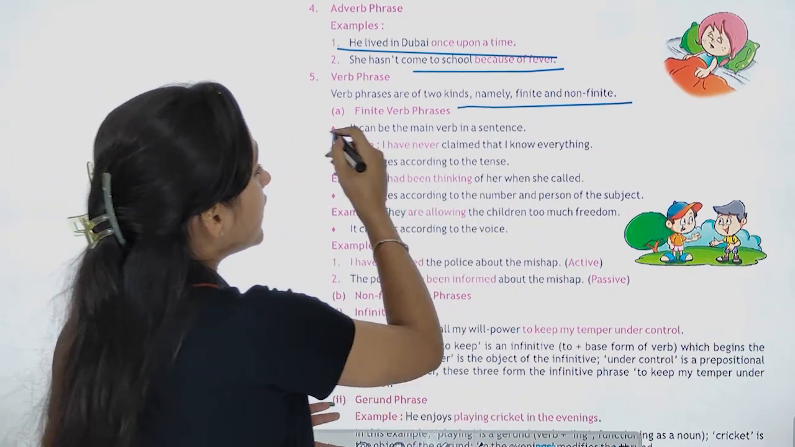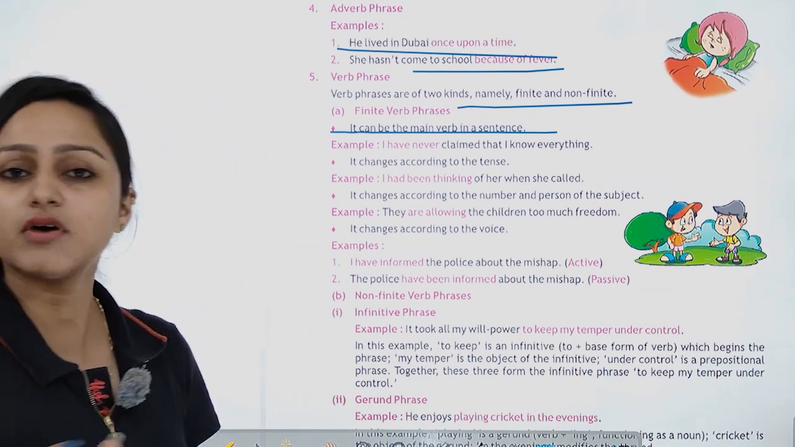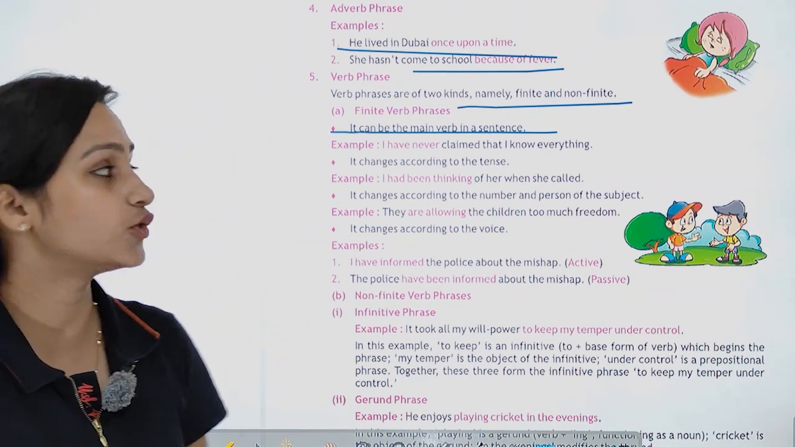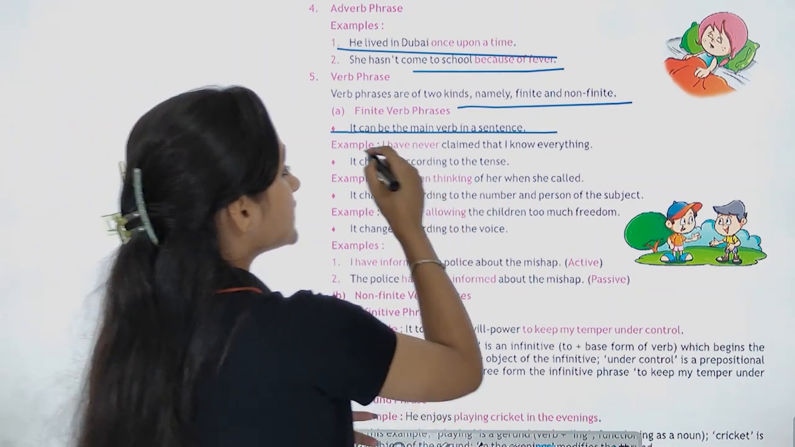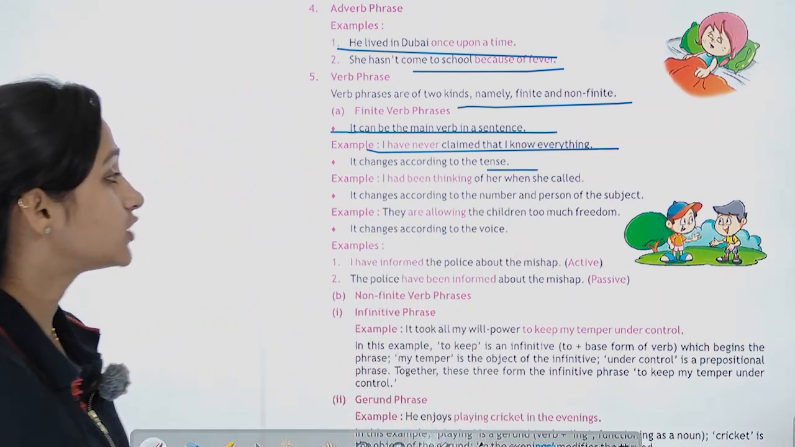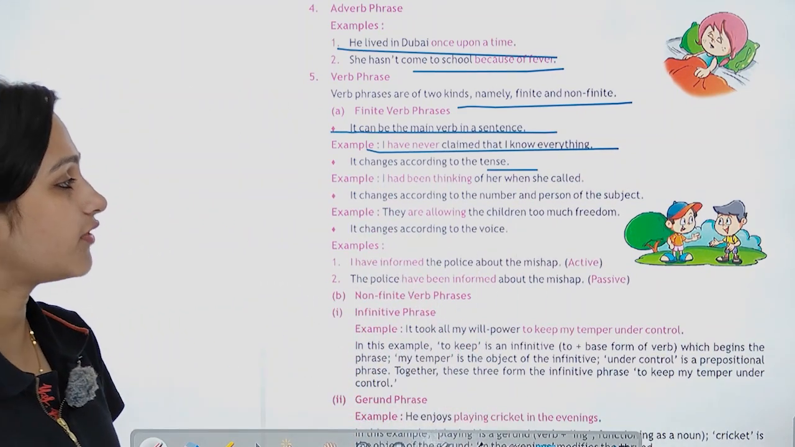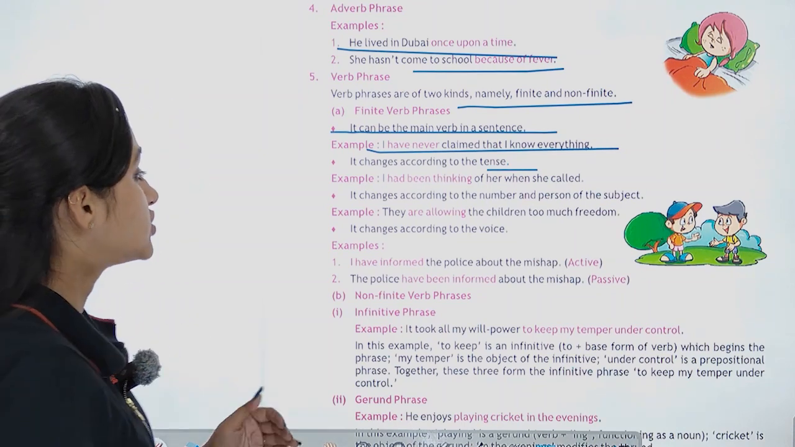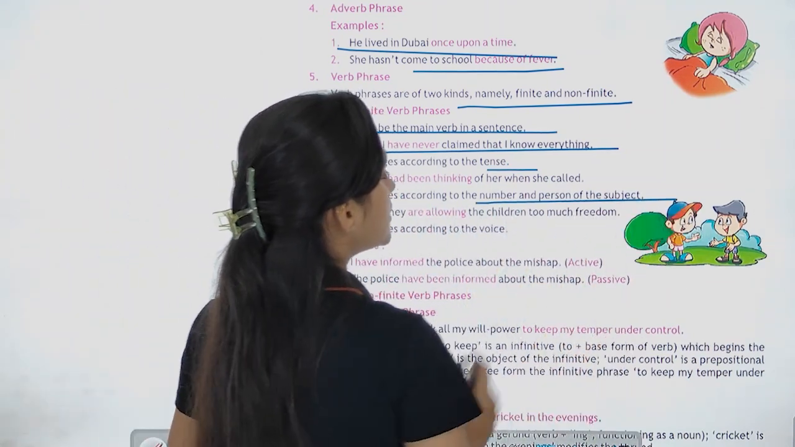Finite verb, it can be the main verb in a sentence. Finite main verb होती है sentence जिसके बिना sentence incomplete होता है. I have never claimed that I know everything. It changes according to the tense. Tense के according change होता है. I had been thinking of her when she called. So it changes according to the number and person of the sentence.